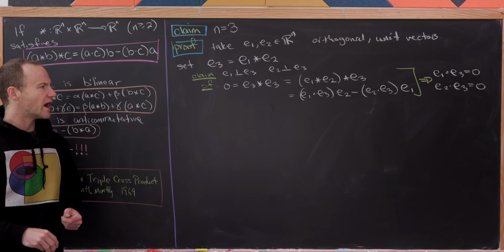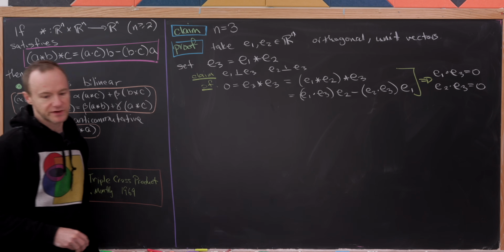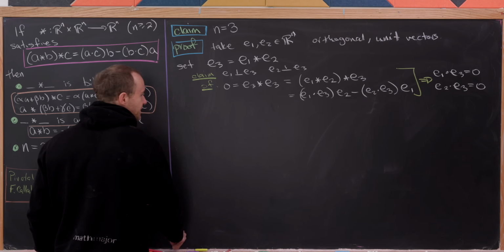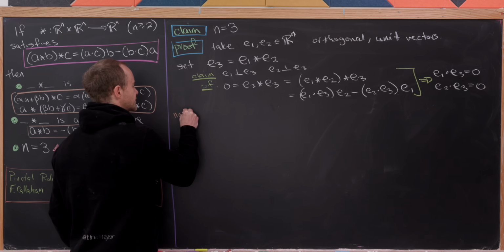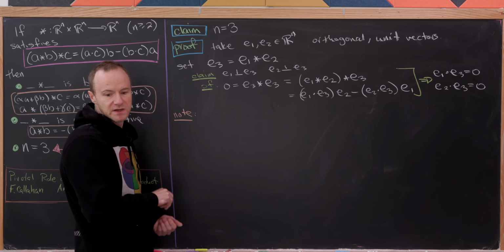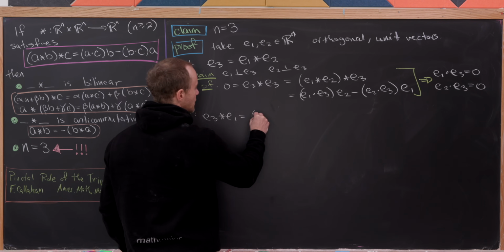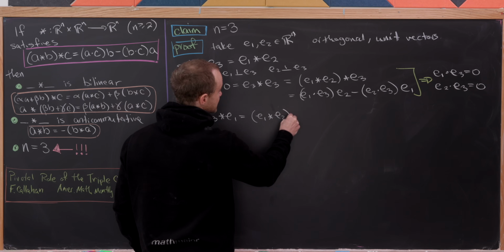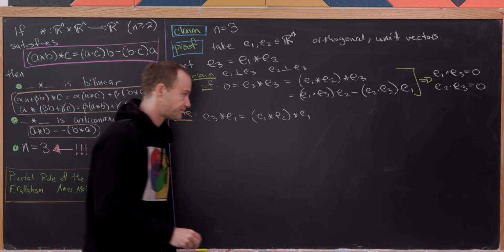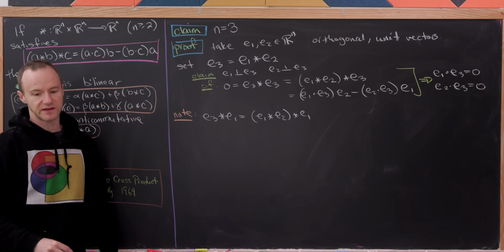So now I guess we probably need to check that E3 is not the 0 vector. And along the way, we'll get some other nice properties. So maybe let's put this under like an observation or something that we're noticing. So let's do E3 star E1, which is obviously E1 star E2 star E1, based off the definition of E3.